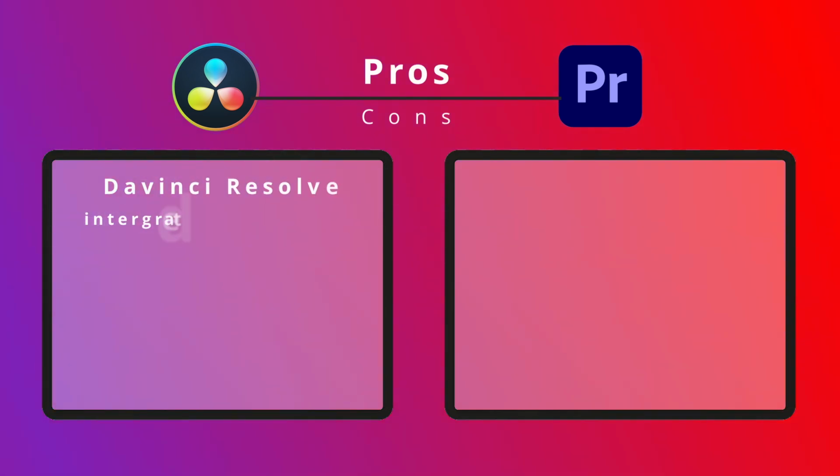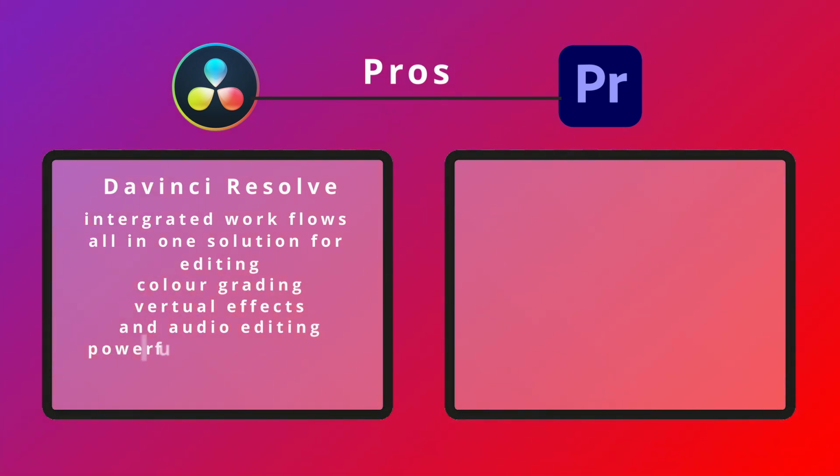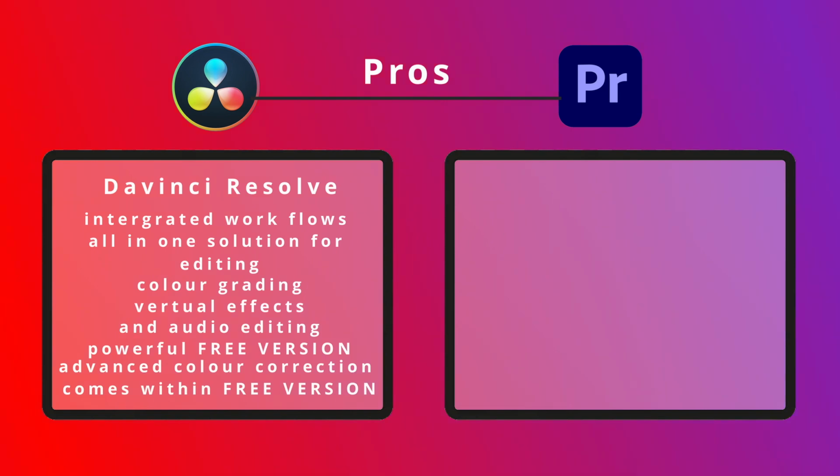DaVinci Resolve: integrated workflow, an all-in-one solution for editing, color grading, visual effects, and audio. A powerful free version if you just want to get your feet wet. This version offers extensive features without any cost. You know, I like a little freebie. It's got advanced, industry-leading color correction and color grading tools. Also, it's got a tab called Fairlight Audio, which is a professional audio post-production tool.